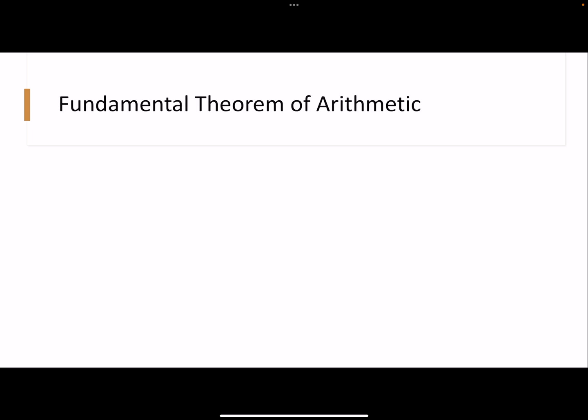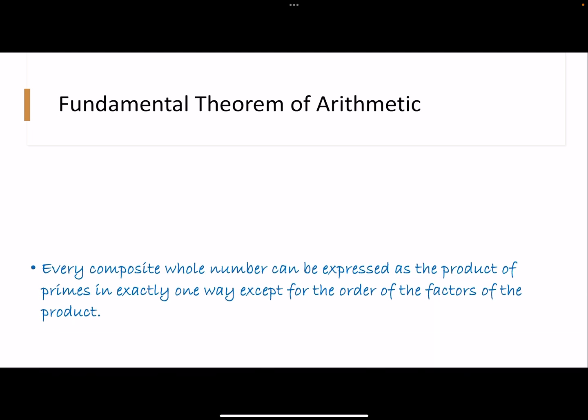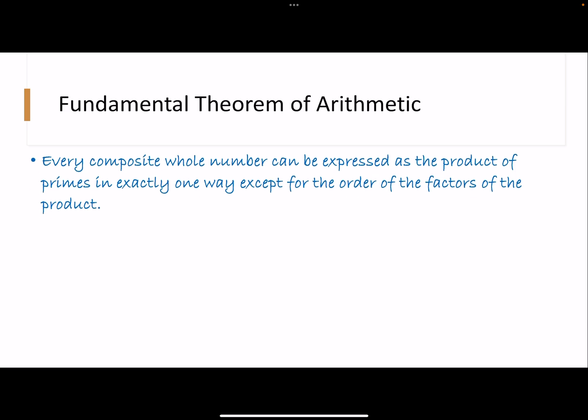But this is based on an idea or a theorem called the fundamental theorem of arithmetic. You need to know what this means. The fundamental theorem of arithmetic states that every composite number can be expressed as the product of primes in exactly one way, except for the order of the factors of that product. And we're about to take some numbers and break them down into their products of primes using a factor tree. We're going to see in just a minute that for the number 12, its product of primes is 2 squared times 3.